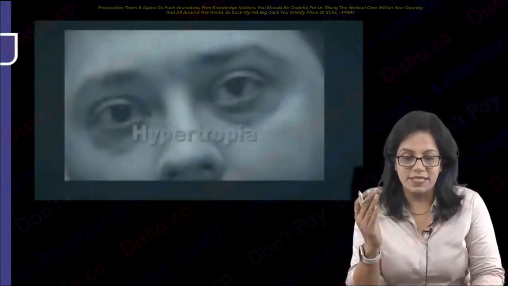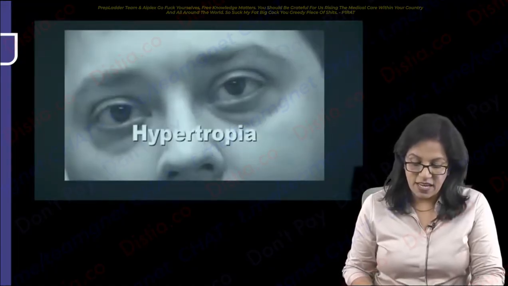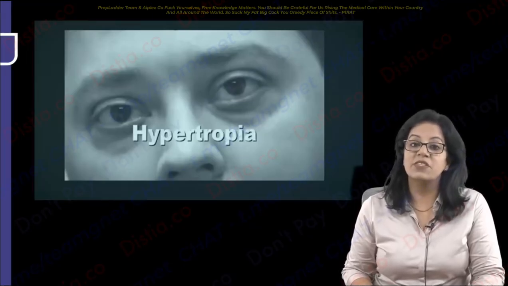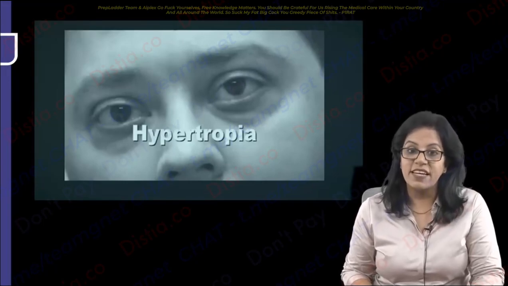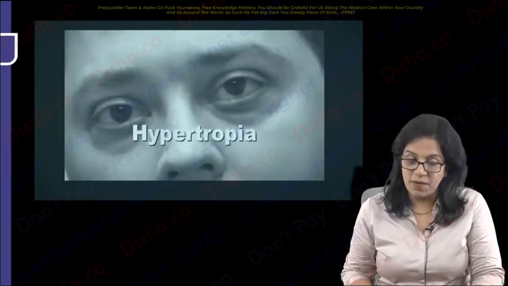Now see the vertical squint. Look at this vertical squint. What do you see here? If you see carefully, the left eye is hypertropic, and you can also see the compensatory opposite head tilt to take care of the intorsion defects, right? So this is a case of esopalsy, and you can see the left eye is hypertropic.